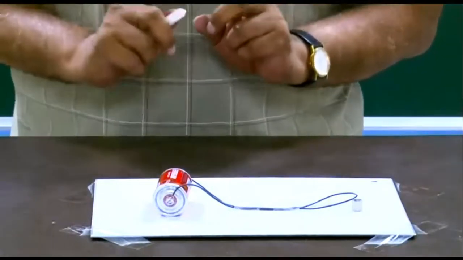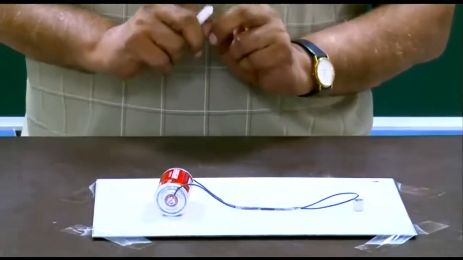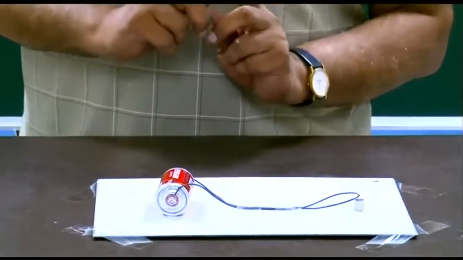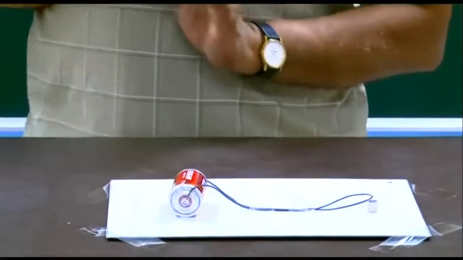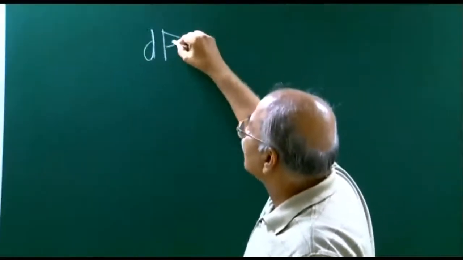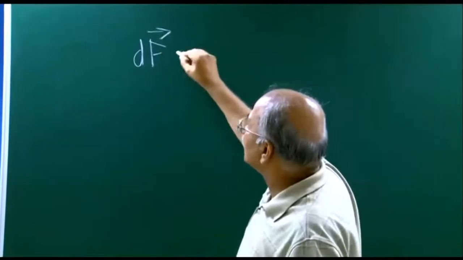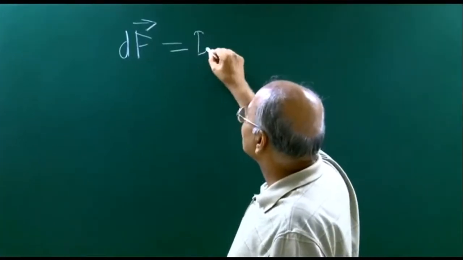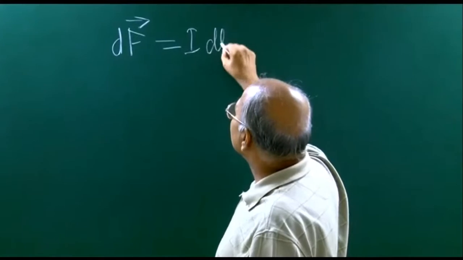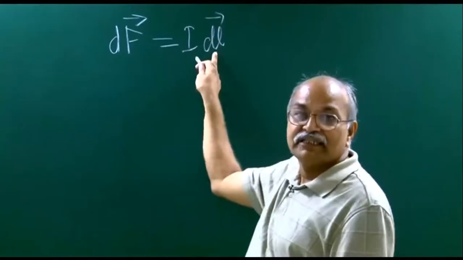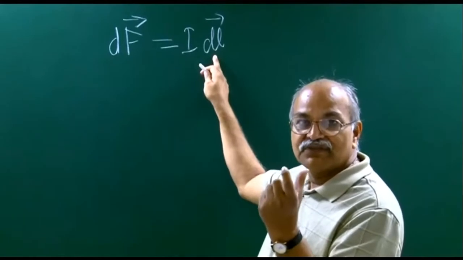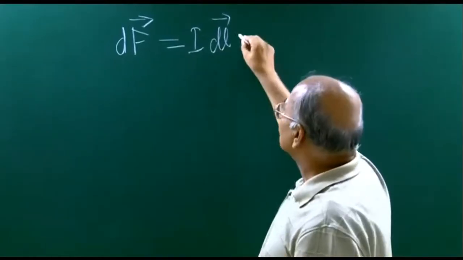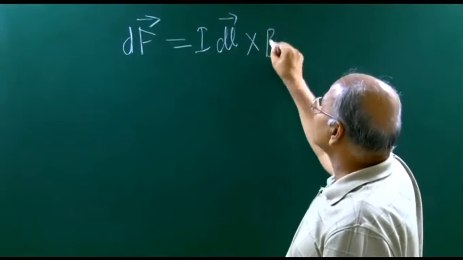And what is the basic formula for calculating force due to a magnetic field on a current carrying wire? The basic formula is: the force on a small part of the wire is I, the current, times dl, the direction in which the current is going and the length on which you are calculating the force, cross product with the magnetic field vector.